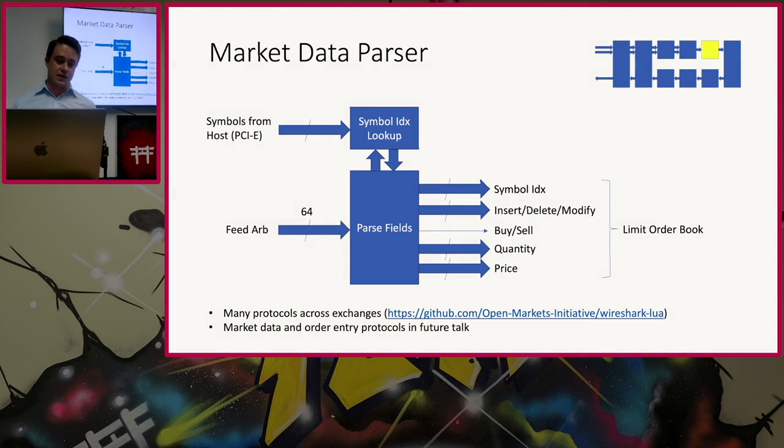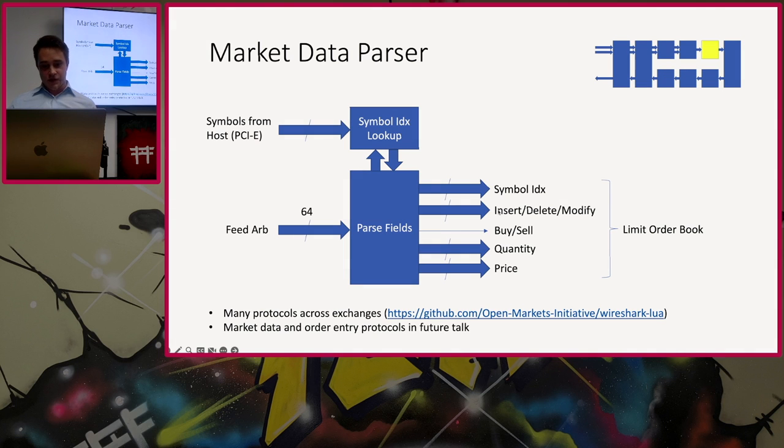And one thing that also happens here is the host has configured which, say, ticker symbols we were interested in monitoring. There's a translation where we have a table that will translate from the symbol, which could literally be the ASCII characters that come in, into an index, just an enumeration. And then that index is used to reference this particular instrument downstream.